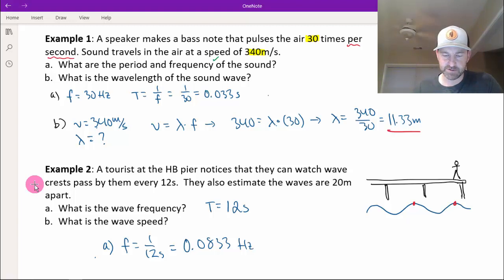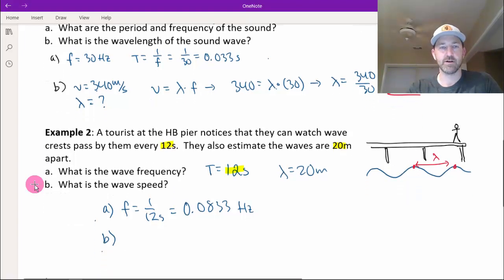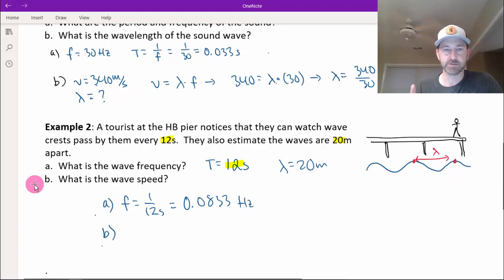The next bit is what's the wave speed? Well, we took care of one of those numbers, the 12 seconds. What about the 20 meters? That's saying this distance right here, that's a wavelength. So lambda is equal to 20 meters in this problem. So if I've got a lambda of 20 meters and a frequency that I've calculated, I can calculate wave speed is lambda times frequency.